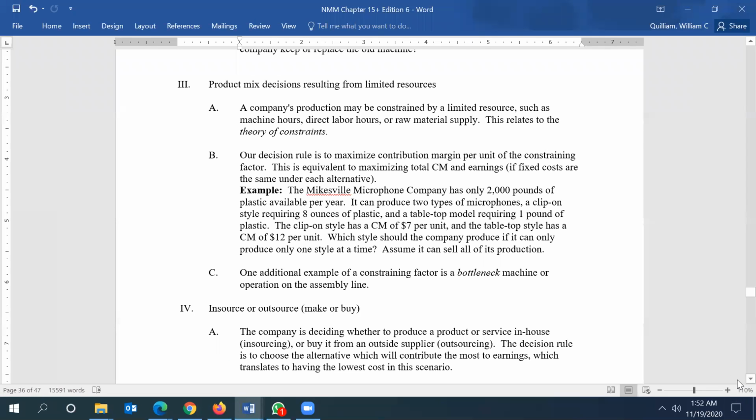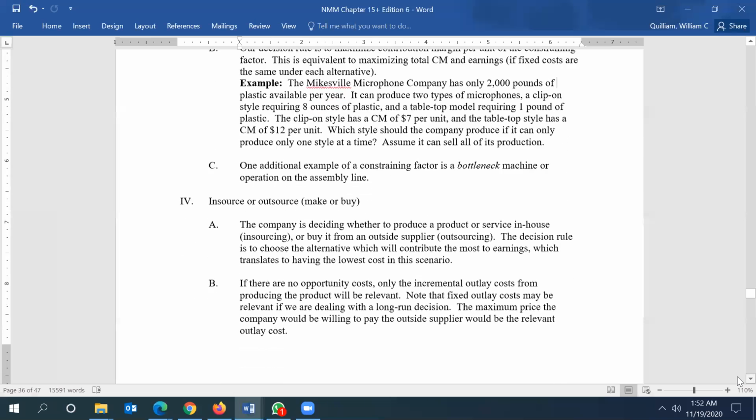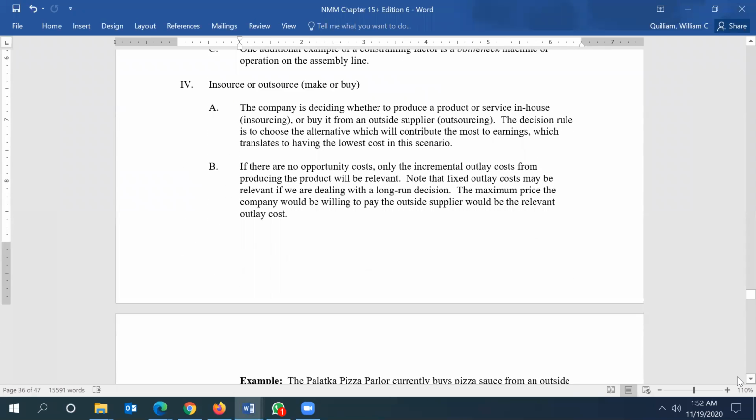And it's whether to insource or outsource. So if we insource, that means we make a product or a component of the product. If we outsource, we let an outside supplier make it for us and we buy it from them. A very good example is with Publix.